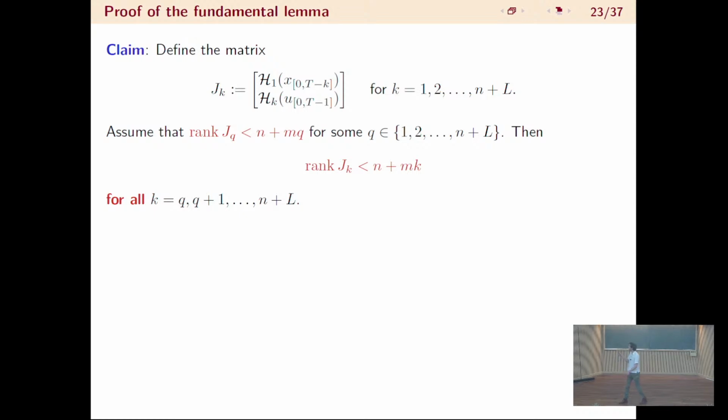Then it turns out that in fact J_k does not have full row rank for all k larger or equal to q. So for k equal to q plus 1 up to n plus l, also J_k does not have full row rank, meaning that the rank of J_k is less than n plus mk. Now, that's my first claim. Now let's try to prove that. So I'll do it on the board here.